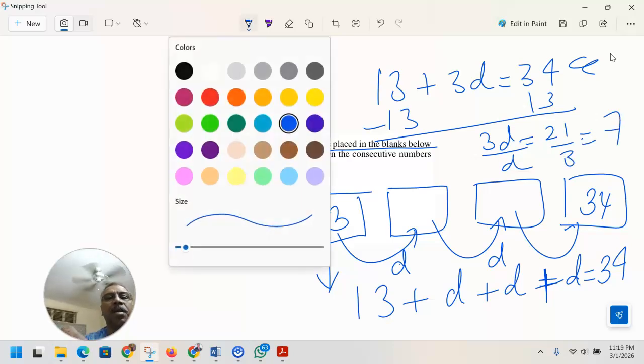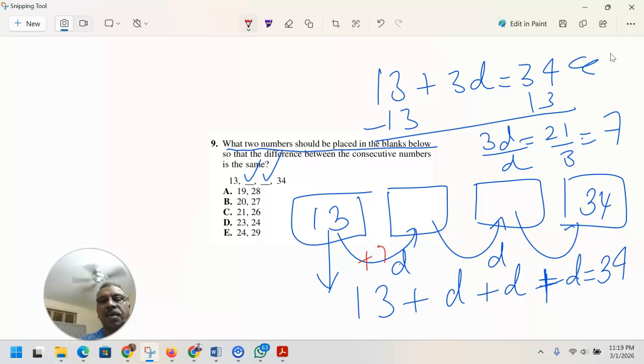So that means you're going to add 7. You're adding 7, that is where you get 20. You're adding 7, you get 27. You're adding 7, and you get the answer like this.